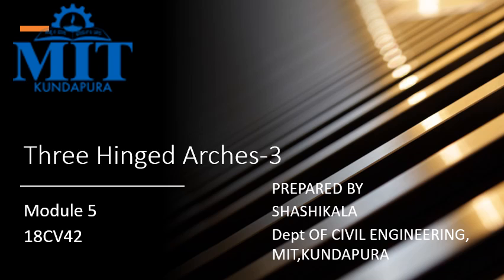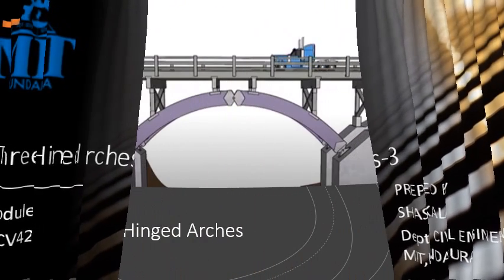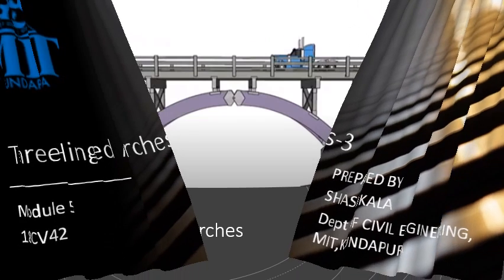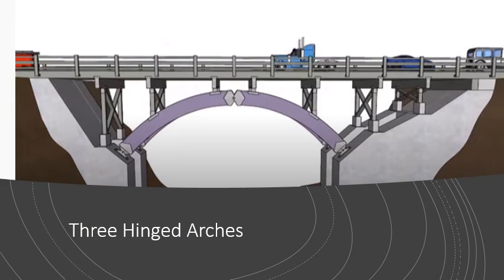So let's continue with the three-hinged arches. We have seen some examples of the three-hinged arches in the last session. We continue with the analysis of the three-hinged arches. We see how to find the internal forces. Some more examples.